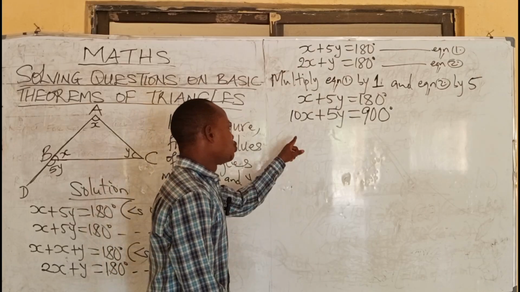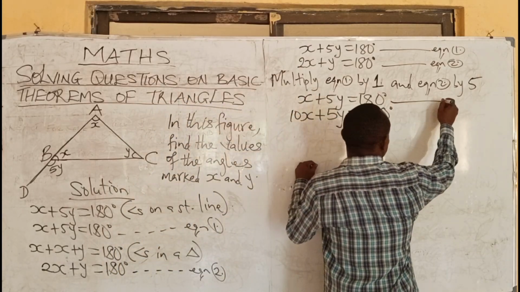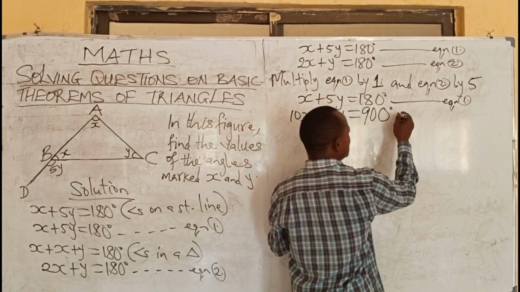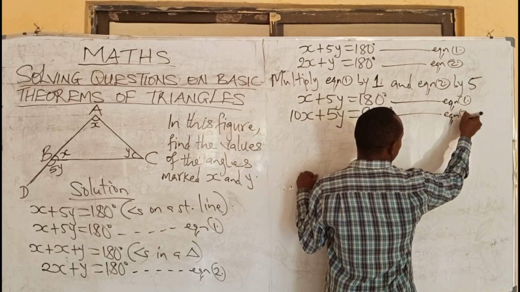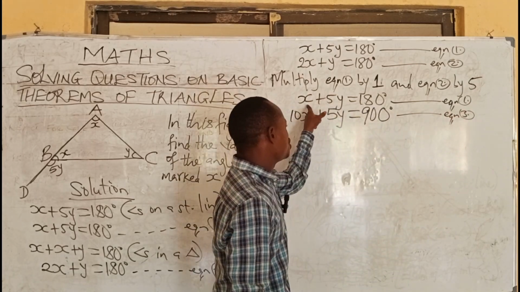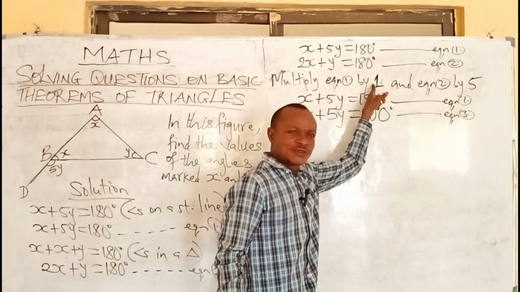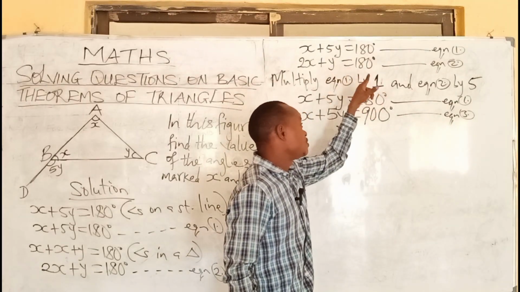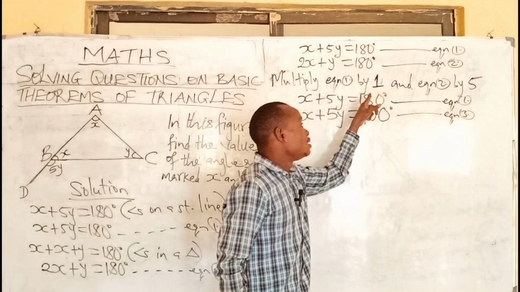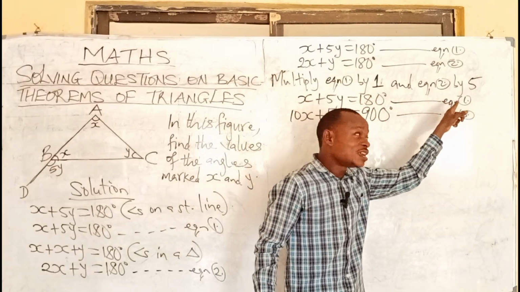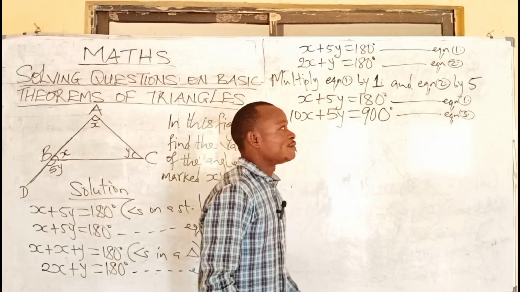So what do we do now? Remember, this is still our equation 1 because the values are still the same. Then this is now our equation 3. Supposing the values change as we multiply, maybe the coefficient was a different number and we multiply with that number, the value here would have changed. So this would have been our equation 3 and this would now be equation 4.